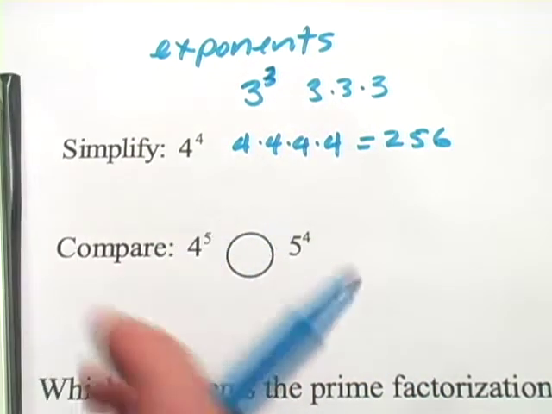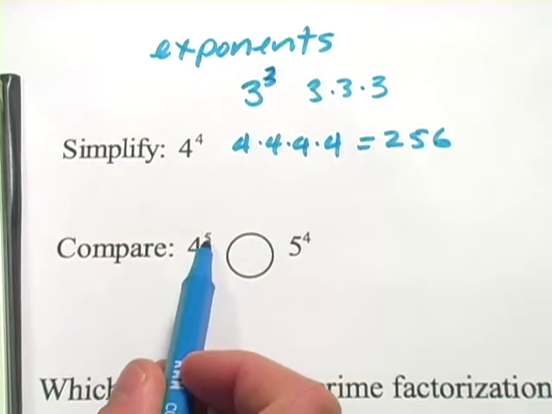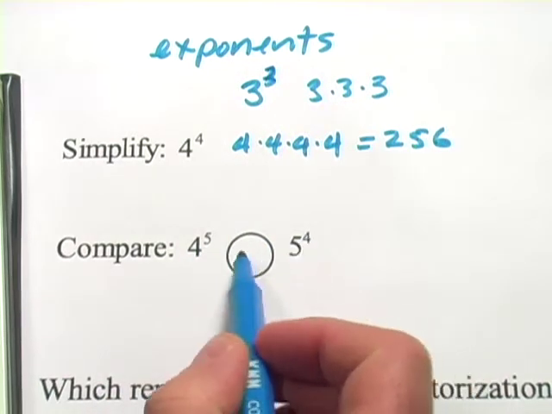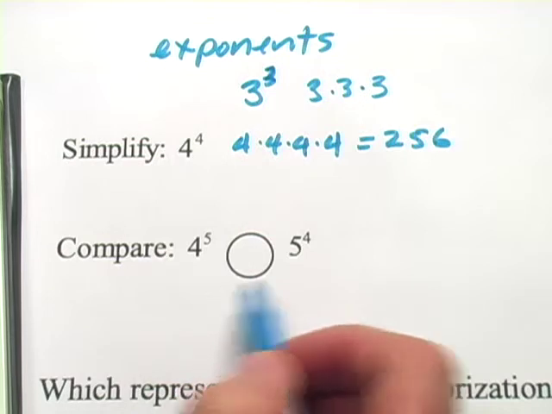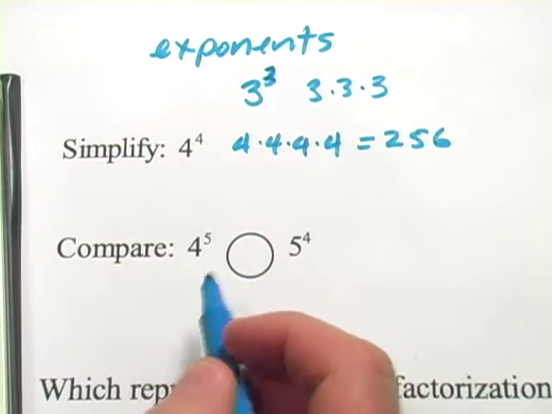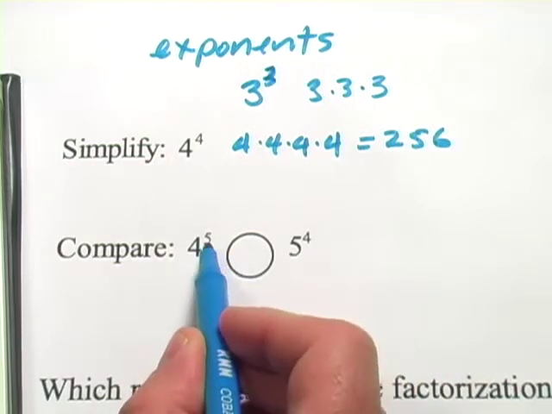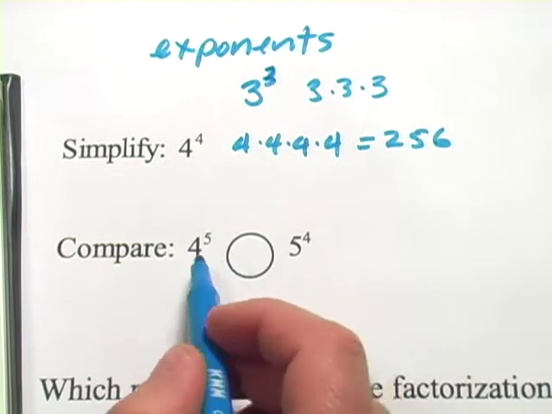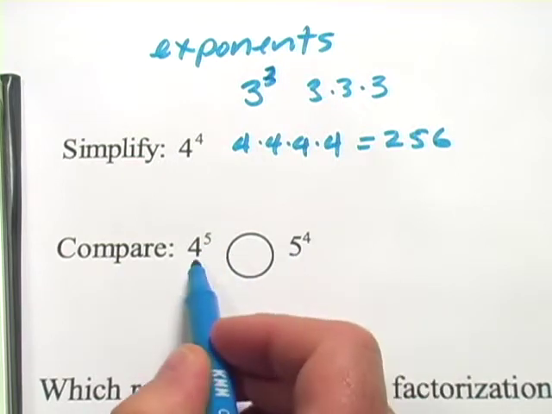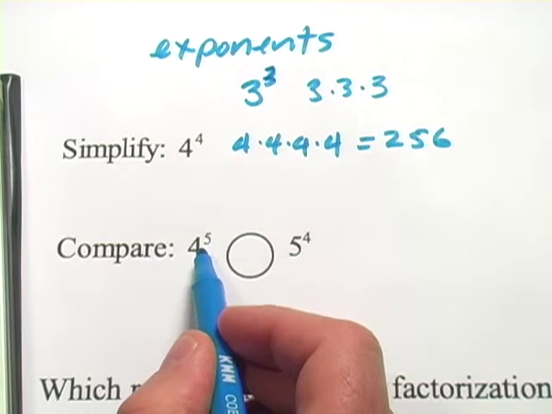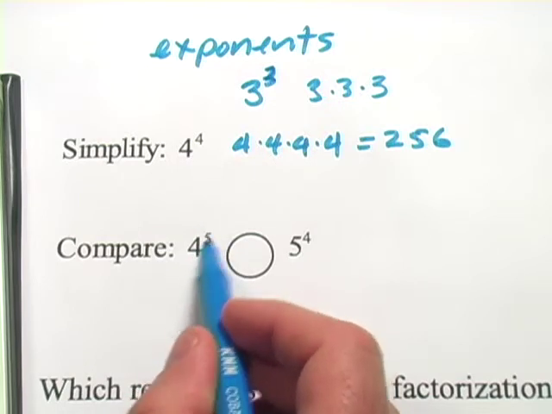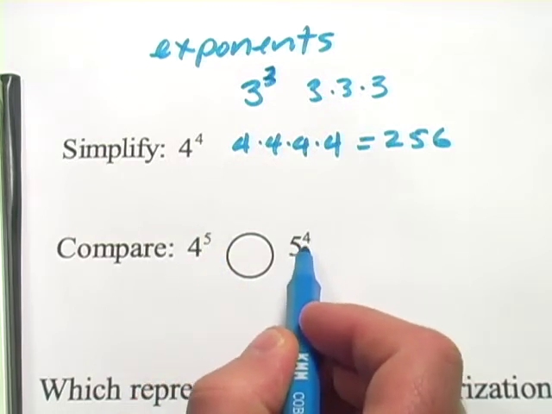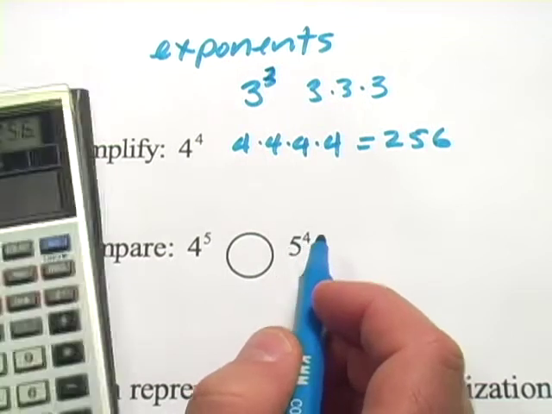All right, let's look at the next one. This one says compare 4 to the 5th and 5 to the 4th, and they want us to say which one is greater than or less than, or if they're equal. And generally, the exponent trumps the base. So even though 5 is a bigger base than 4, when we take it to the 5th power, that's going to be a bigger number than taking 5 to the 4th power. But let's test it out and see.